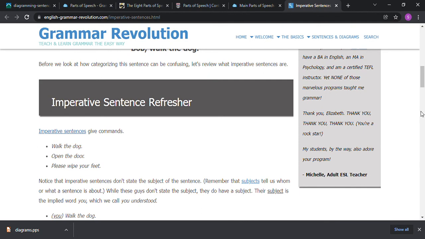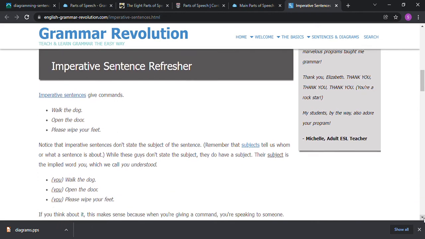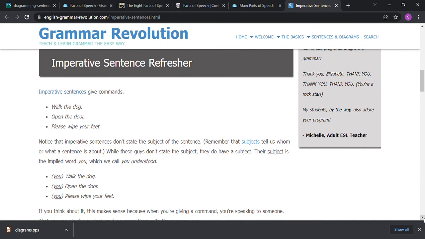And this one is talking about imperative sentences, which gives the commands: walk the dog, open the door, please wipe your feet. That's another thing. If you remember diagramming sentences, you remember you understood, because it's understood that you are the one they're talking to. They're saying walk the dog. They're talking to you. They're asking you to go walk the dog, you to go open the door, you to please wipe your feet. The subject is the implied word you, which is called you understood.